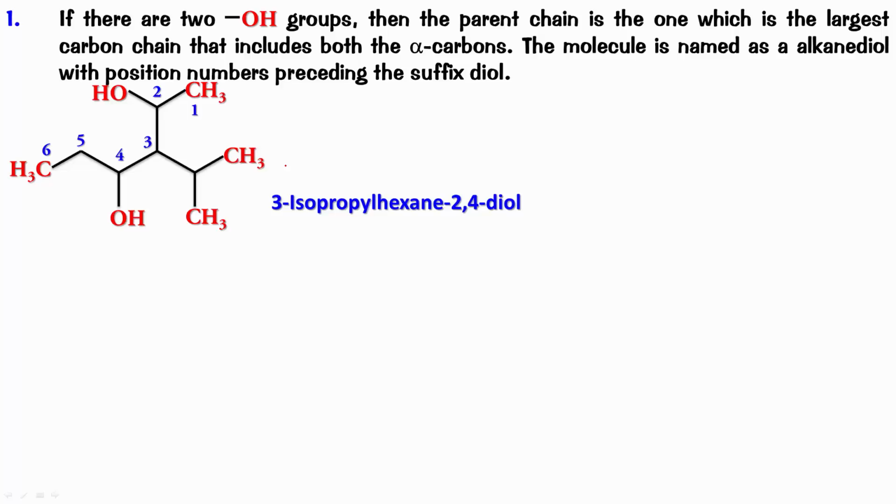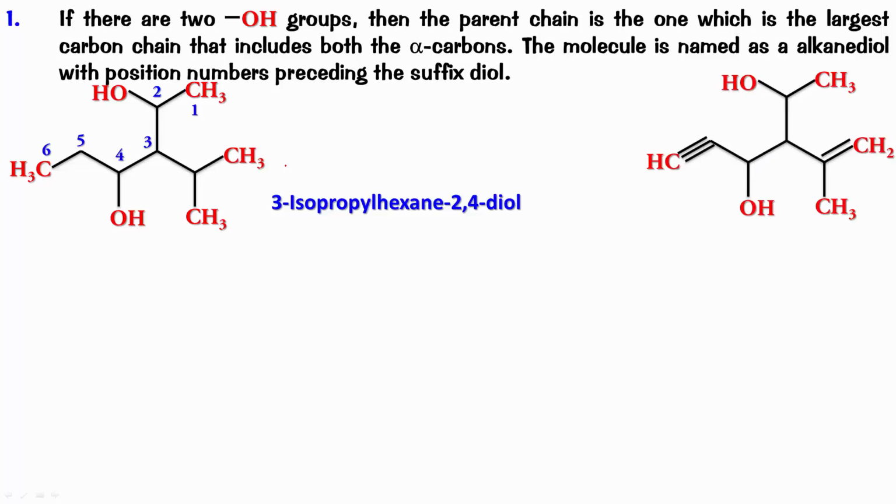Let's take one more example. Pause, name it, play it back. Now, which are the alpha carbons? Alpha carbon here, alpha carbon here. So I must join these two and get the carbon chain which is having the maximum number of double and triple bonds in this chain. So it has to extend this way and this has to go this way. So this is the parent chain.